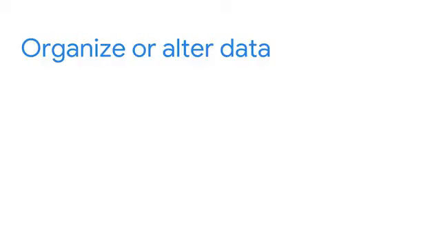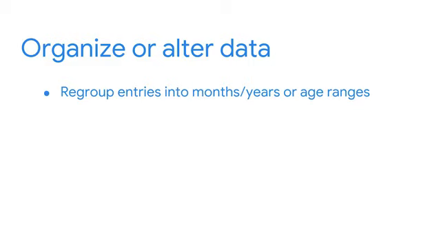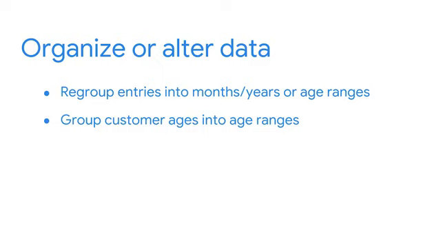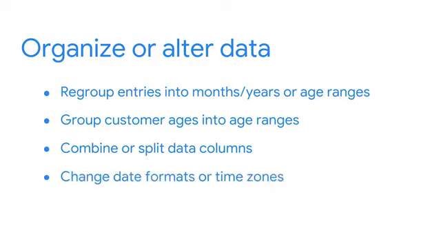At some point, you may need to decide you need to organize or alter the data to find the answers to your questions. For example, you may need to regroup entries into months or years rather than days or weeks. Or you might want to group customer ages into age ranges to help you understand trends more effectively. Sometimes combining or splitting data columns will be necessary for creating models to answer questions. Other times, changing date formats or time zones in time-bound data may be all that's required.